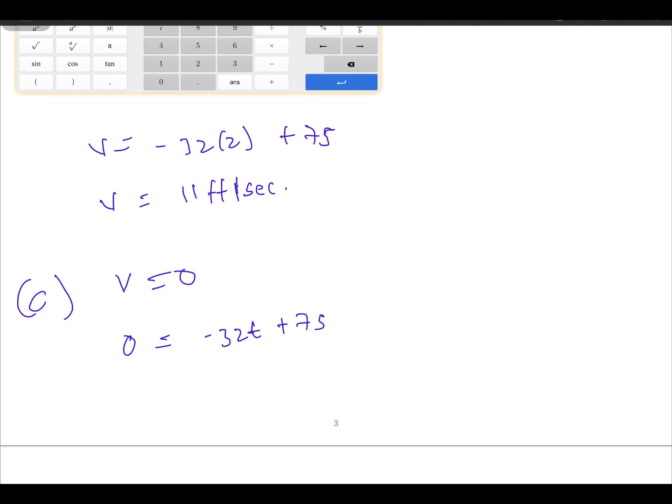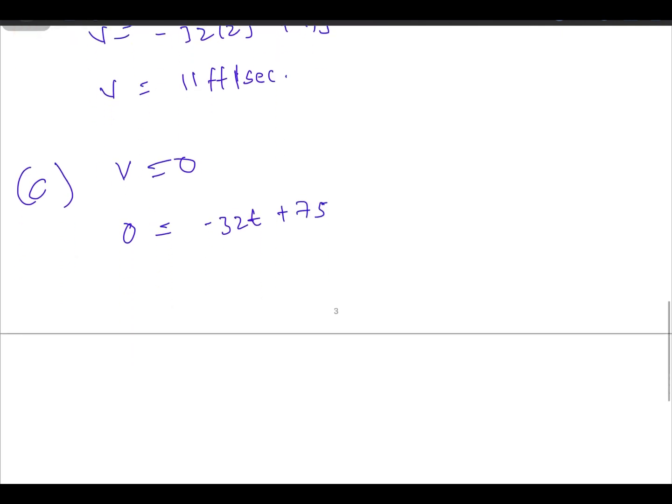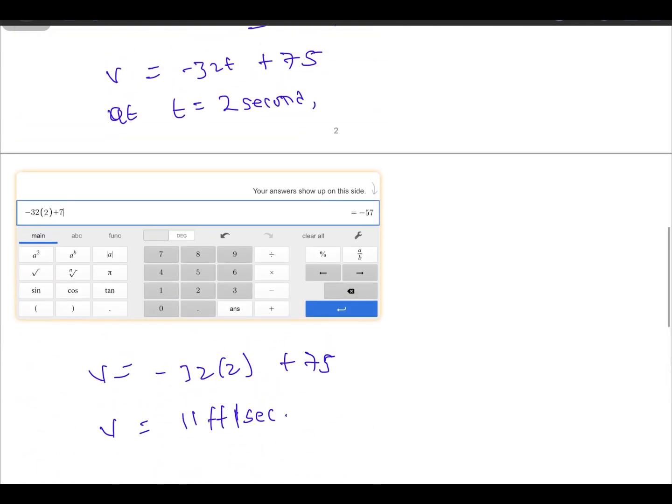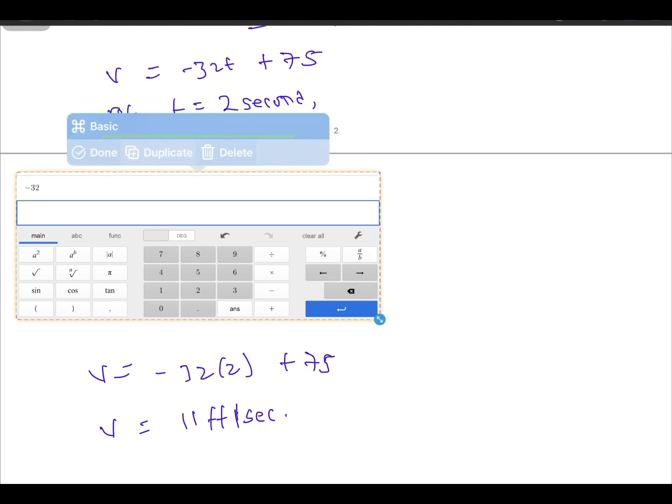At that point, the velocity is actually 0, and therefore we can say that 0 is equal to negative 32t plus 75, and therefore making t the subject, we are going to get t equal to negative 75 over negative 32, of which the negatives will cancel out. We can also use the calculator again, and that means 75 divided by, let me do the division first.